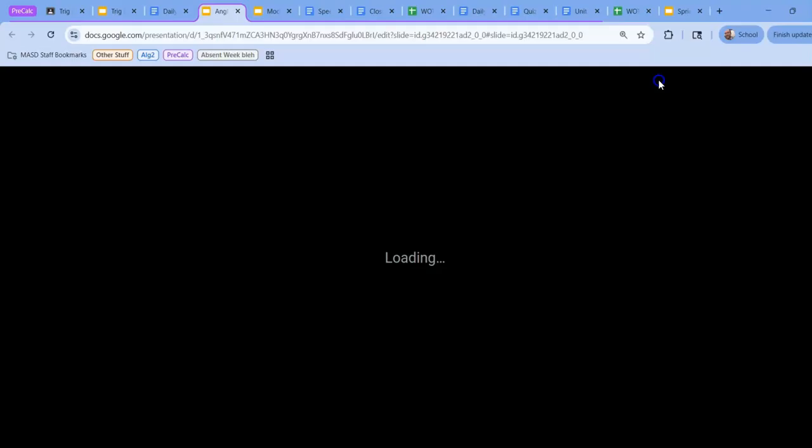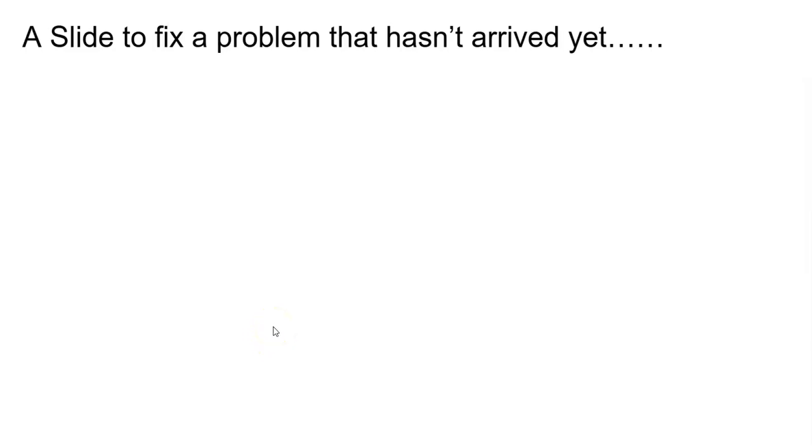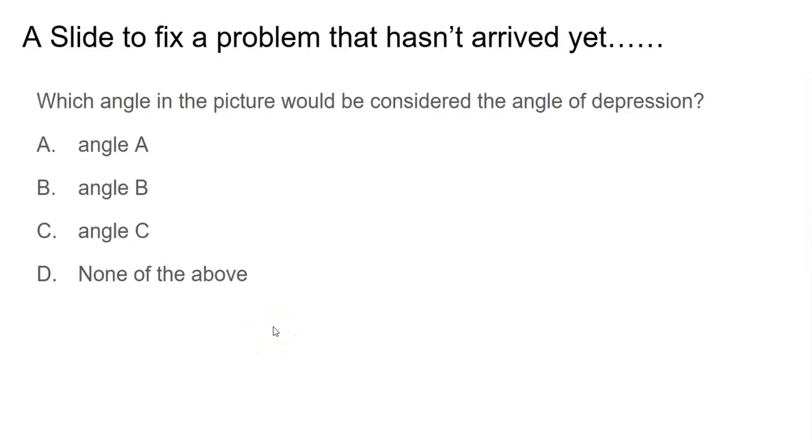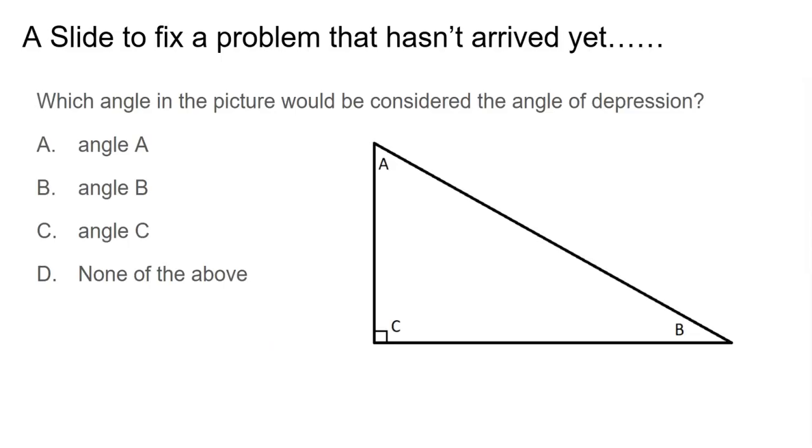All right, finishing this up. Here we go. Solving a problem that doesn't yet exist. Back to the original question. Oh man, technology. Oh, there it is. A slide to fix a problem that hasn't yet arrived. The correct answer to which angle in the picture would be considered the angle of depression is D. None of the above. It's not on there. It's up here somewhere. The angle of depression is up here. It's not inside this triangle because it's the wrong triangle. It's the same as angle B, but angle B is the angle of elevation. This angle up here would be the angle of depression.